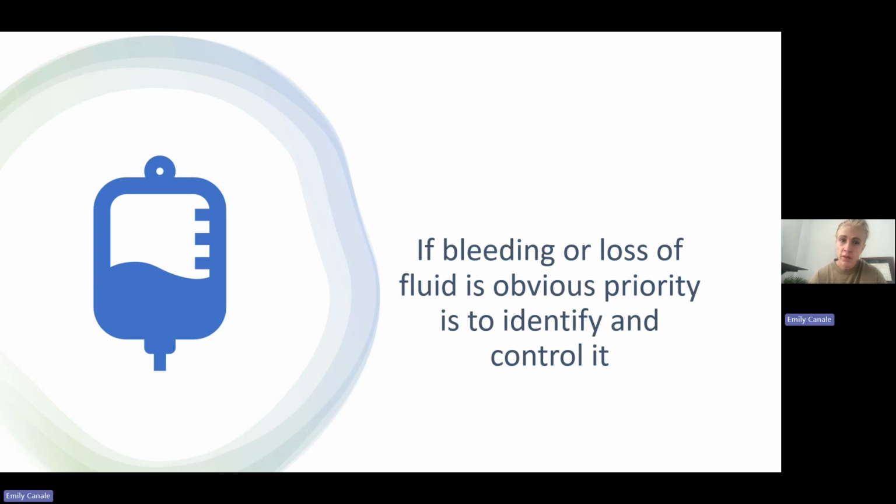If bleeding or loss of fluid is obvious, priority is to identify and control it. So again, if they're coming in and we can't immediately see them bleeding, maybe we're going to do an ultrasound and a focused assessment to determine if blunt trauma has caused intra-abdominal bleeding. We're going to probably do X-rays, CT scans to determine the presence of fractures because those could cause bleeding. And they may have to go to surgery to locate and control the source of bleeding if that is the problem. If it's fluid loss from vomiting or diarrhea, then we want to treat that.